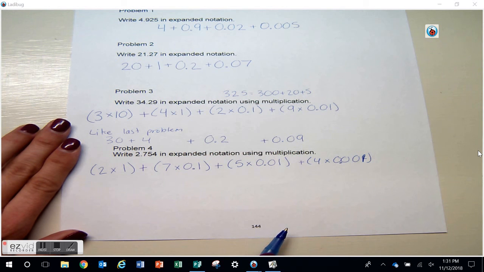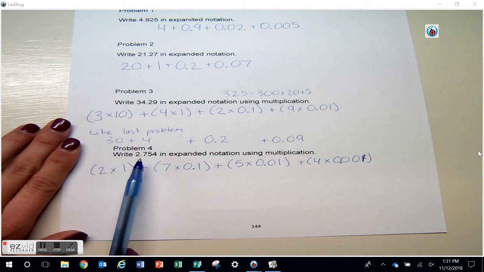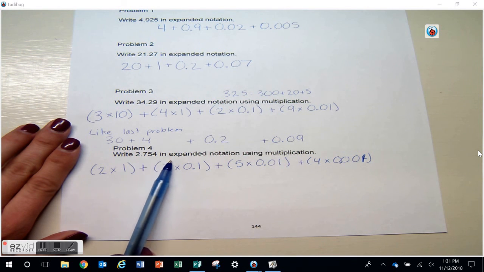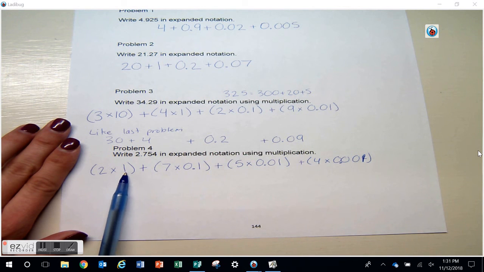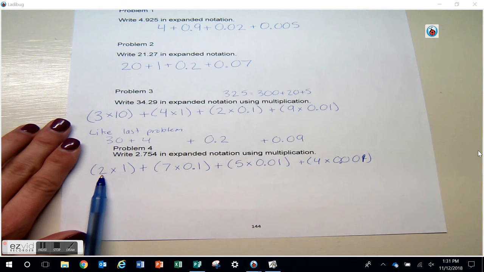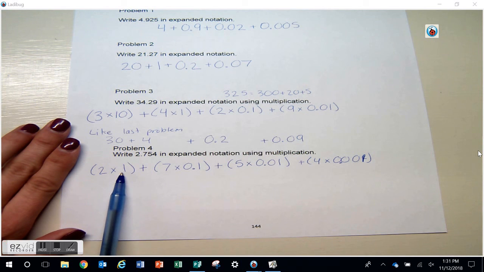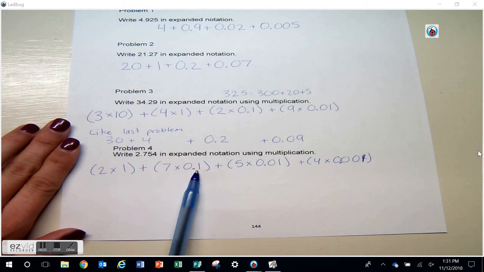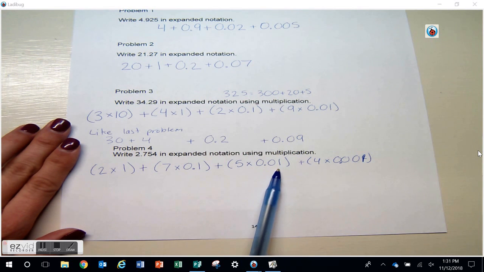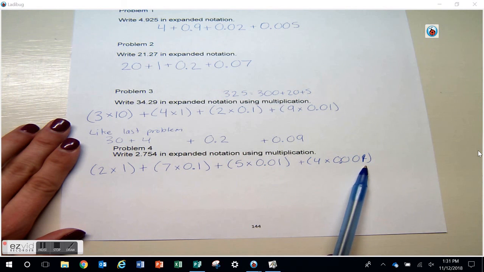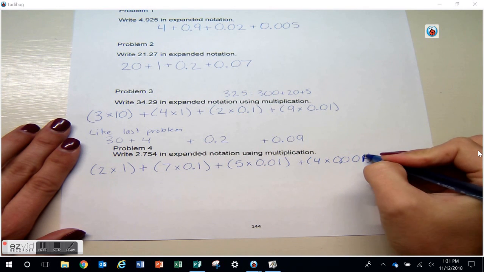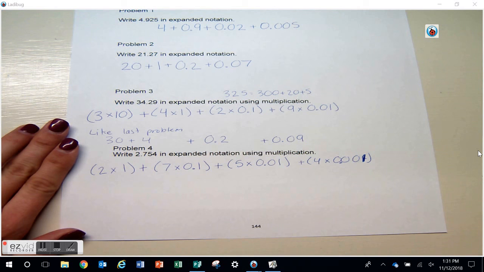So just to review, for expanded notation, we're using the place value of each of the digits, and we're multiplying that place value by the digit in it. So here again, 2 is in the ones place, 7 was in the tenths place, 5 was in the hundredths place, and 4 was in the thousandths place, and that's how we were able to get our expanded notation.